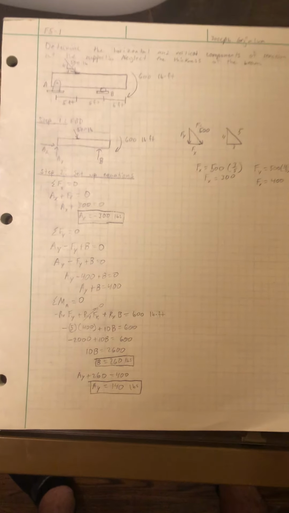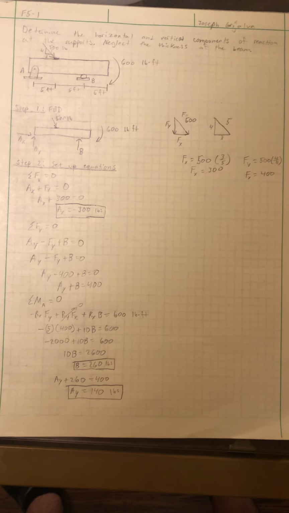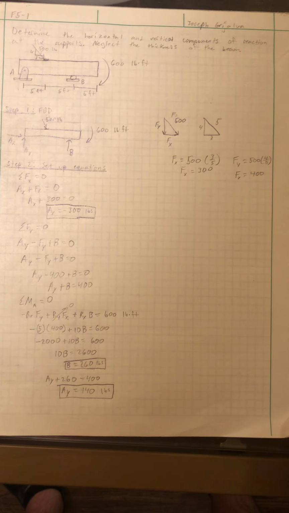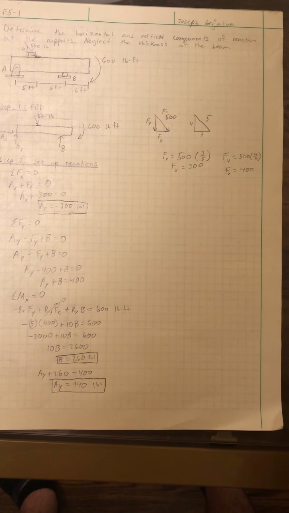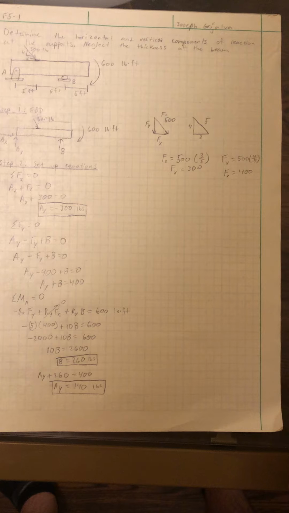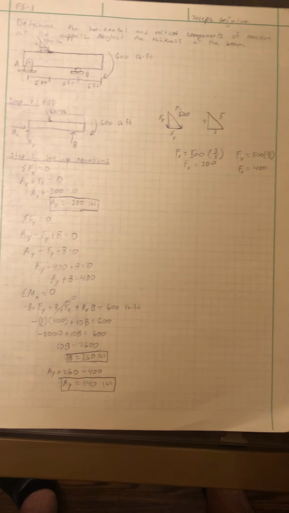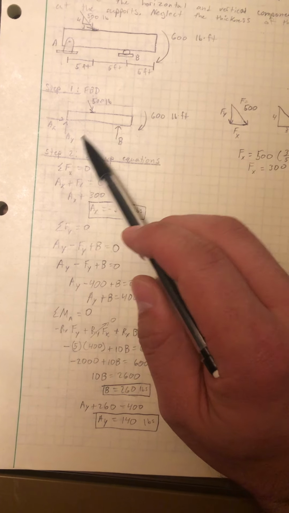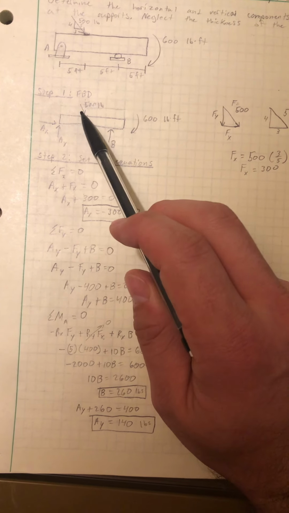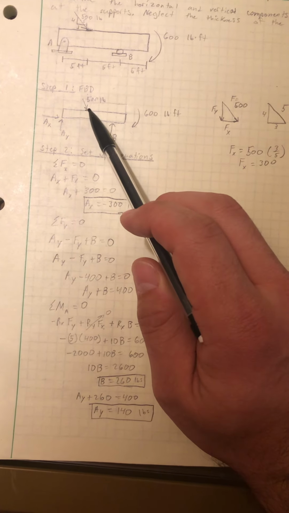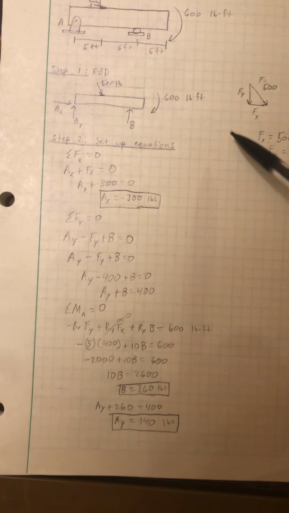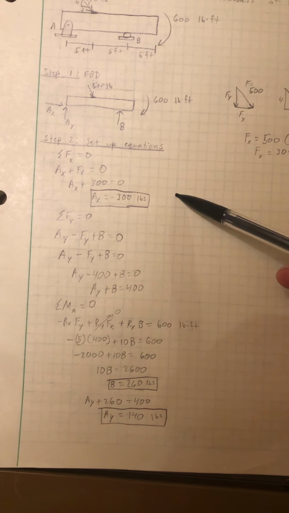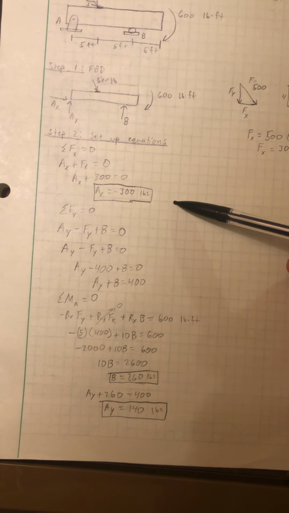Okay, so I did the first problem and we're supposed to determine the vertical and horizontal components of the reaction at the supports. So for this particular one, we want to find AX, AY, and B. And we're given a force here, 500 pounds, and we're given a moment right here, 600 foot-pounds.